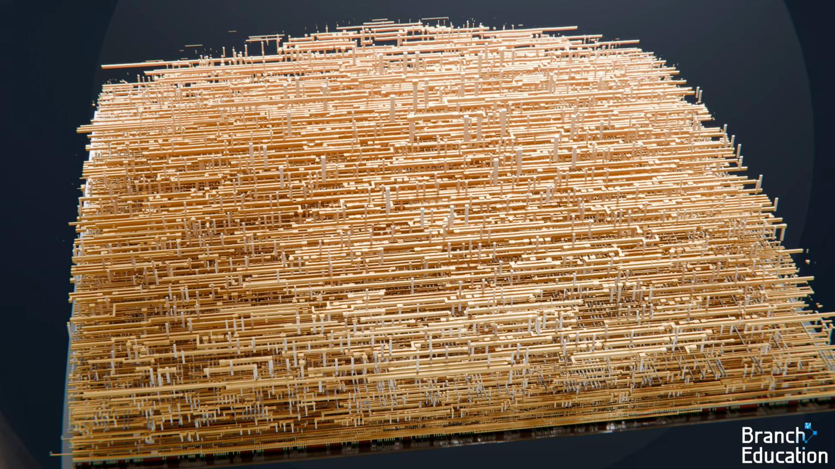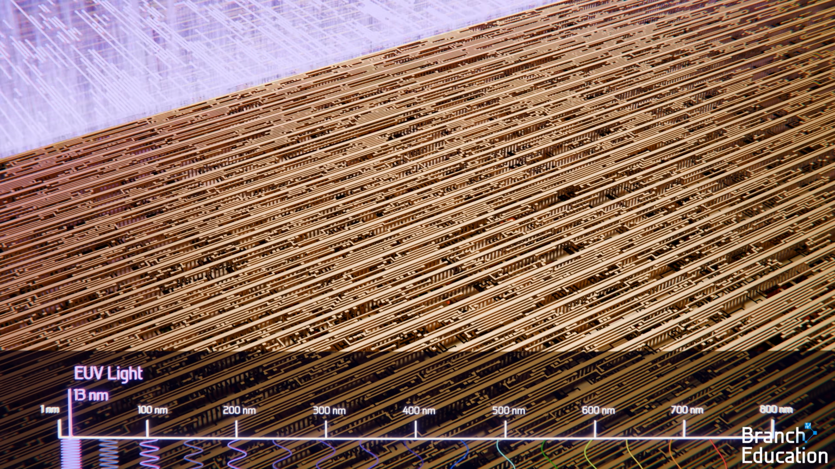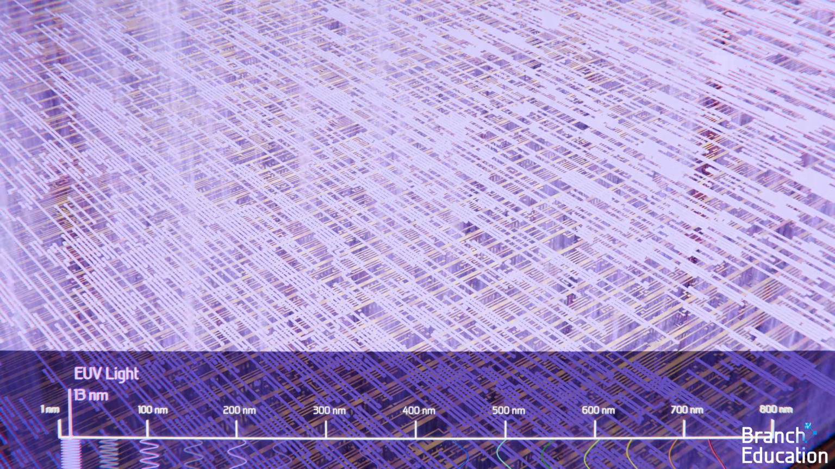Let's go back to the nanoscopic view of the microchip. Here we can see that the lower layers are incredibly tiny, and 13 nanometer EUV light is used to build the pattern for these layers.